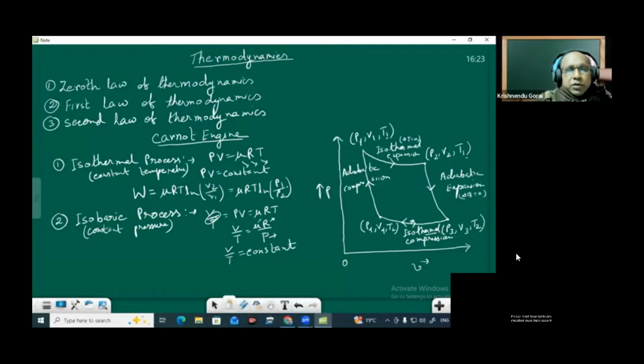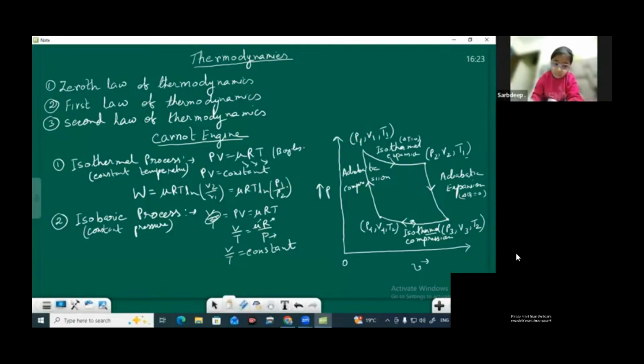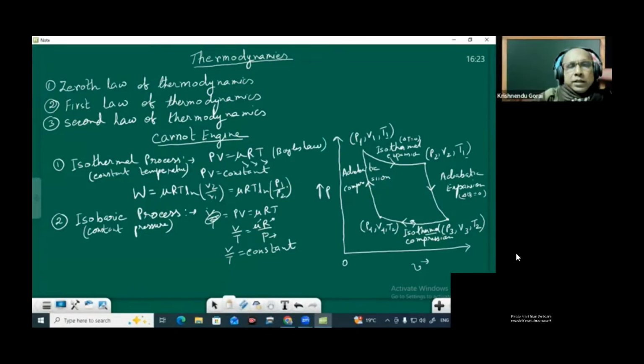What law is it in the isothermal process? This is Boyle's law. I already discussed it. And in this case, that is isobaric, it is Charles' law.